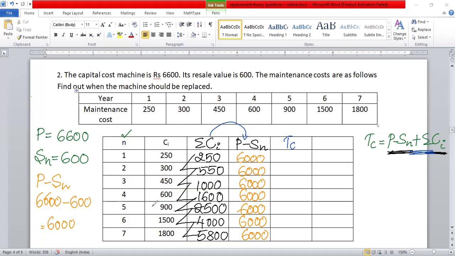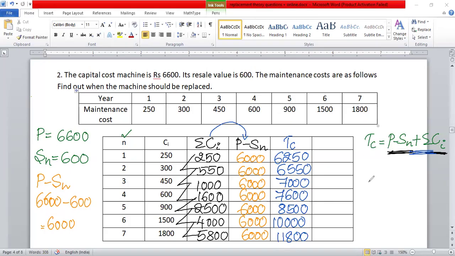Okay, the first one, 6,000 plus 250, 6,250. Plus 6,000 plus 550, 6,550. Plus 6,000 plus 1,000, 7,000. 6,000 plus 1,600, so 7,600. 6,000 plus 2,500, 8,500. 6,000 plus 4,000, so 10,000. 6,000 plus 5,800, so 11,800. Yes, done.